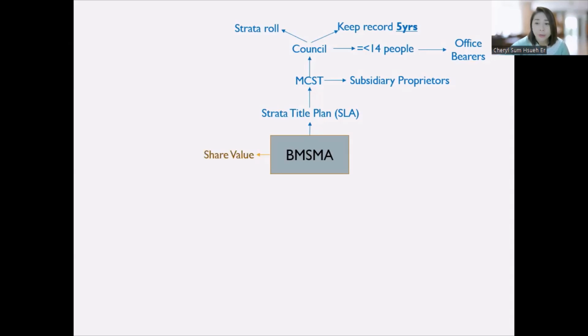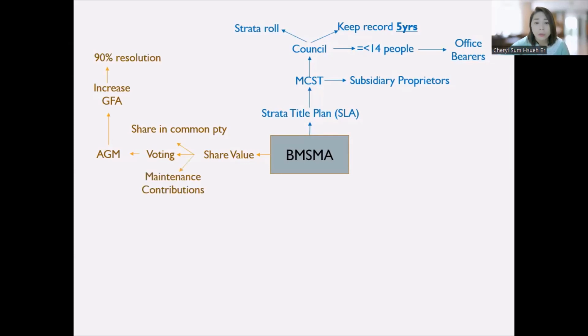We have share value, which is often a keyword that will tell us this building is actually a strata development. It determines share in common property, voting rights, which will be exercised in your annual general meeting. Example, if you want to increase gross floor area of the entire building, we will need at least 90% resolution. It also determines maintenance contribution, which can be further broken down into management funds and sinking funds.